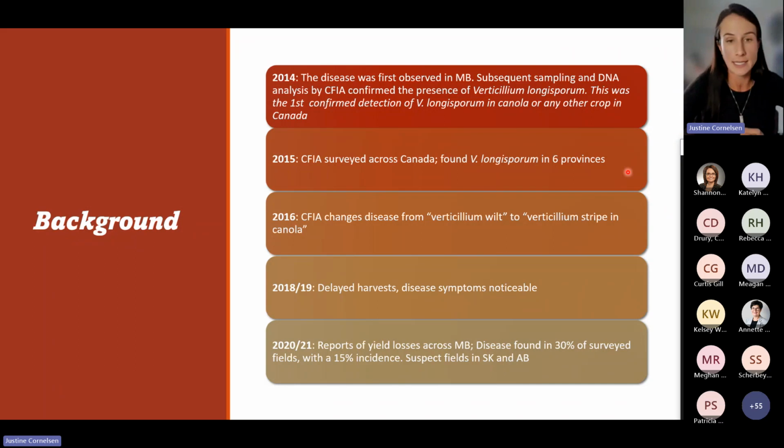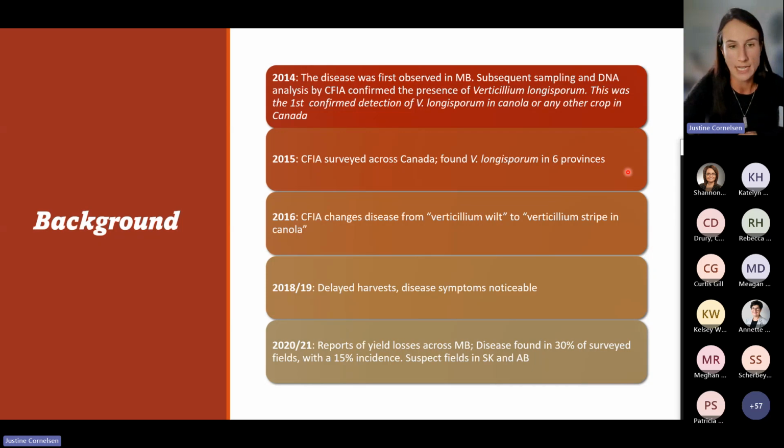In 2016, there was also a name change. So you'll see both terms thrown up between wilt and stripe, very similar, but we don't necessarily see the really severe wilting symptoms that they see over in Europe. And so that's where the name change was over to verticillium stripe, because we see the stem striping more so than a wilt on the plants.